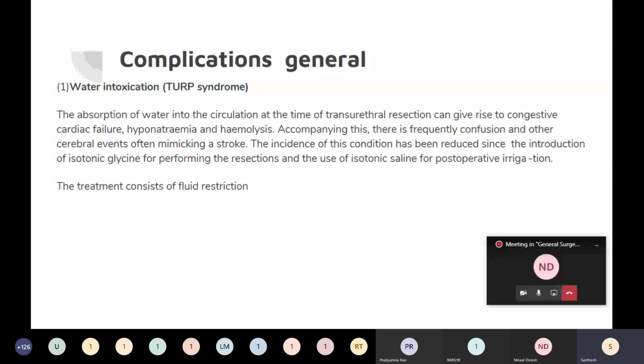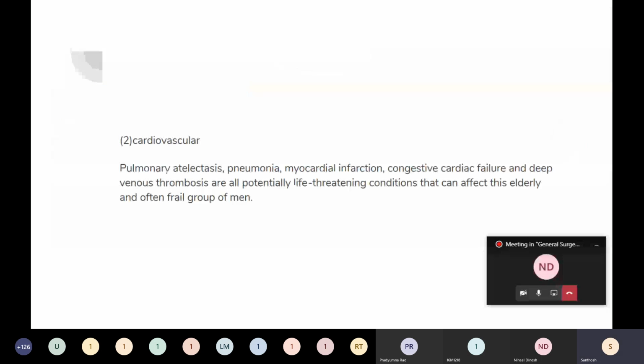The incidence of this condition has been reduced since the introduction of isotonic glycine for performing the resection and the use of isotonic saline for postoperative irrigation also. So what will you do? You'll treat it with fluid restriction. And you can have cardiovascular complications such as pulmonary atelectasis, pneumonia, myocardial infarction, congestive cardiac failure, and deep venous thrombosis.